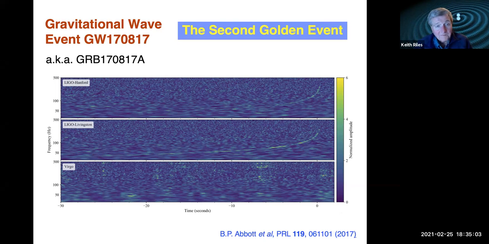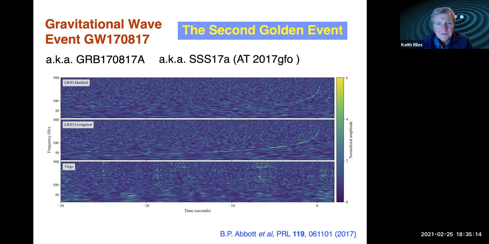This is also known as GRB 170817A because a gamma ray burst was seen almost simultaneously with this signal. And it's also known as SSS17A and AT2017gfo because optical telescopes also saw something associated with this event. Before I get to that, let me talk a little bit more about the gravitational wave signal.